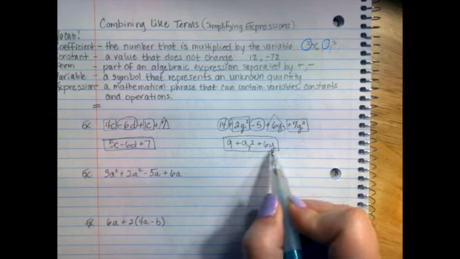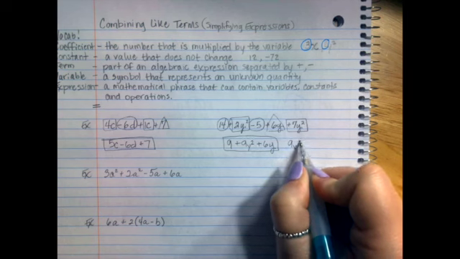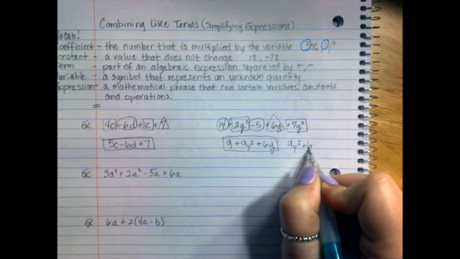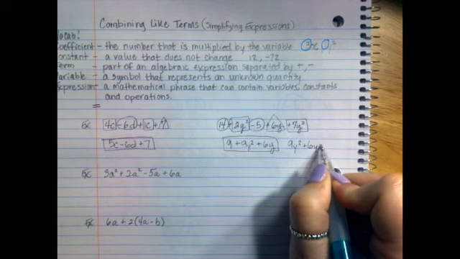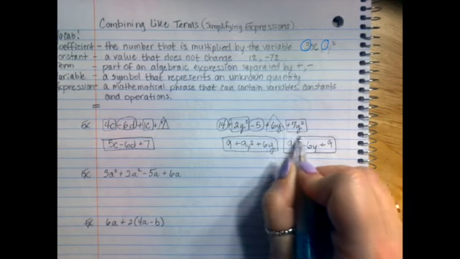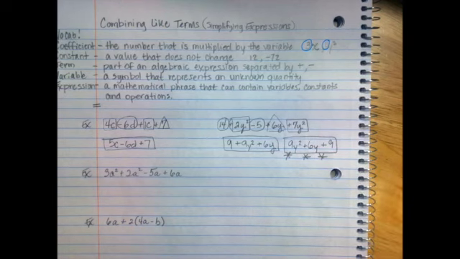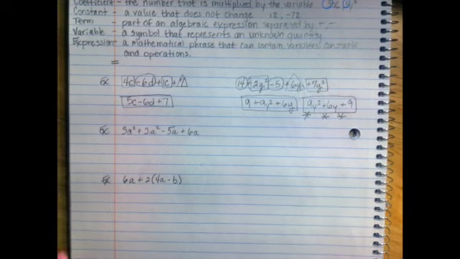Okay, so I need to flip this one around a little bit. I should put 9y squared plus 6y plus 9. This is the correct way to write it. Okay, this one right here. All right, let's take a look at another example.